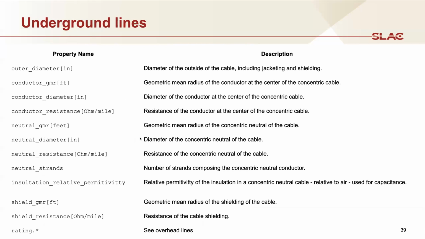Underground lines do require quite a bit more information than overhead lines. And so you can see here all the information required relating not just to the line itself, but also the neutral, the relationship of the lines and the neutral, insulation and shielding and so on, as well as the rating limits also included in this line as well. Which will be checked if ratings are checked during this power flow solution.